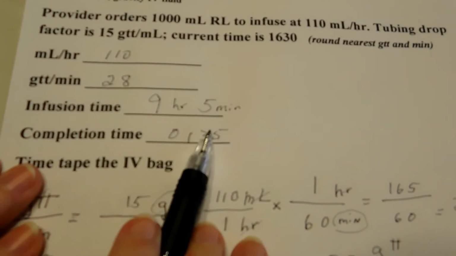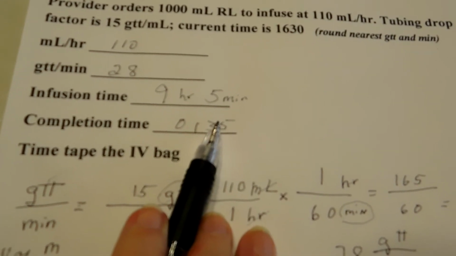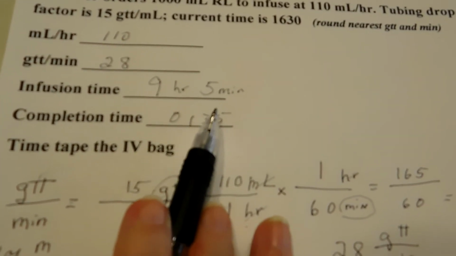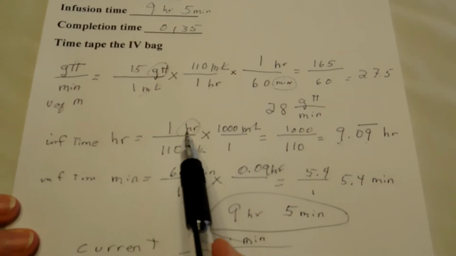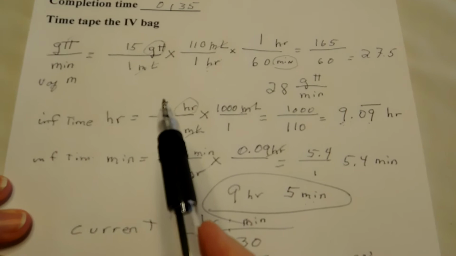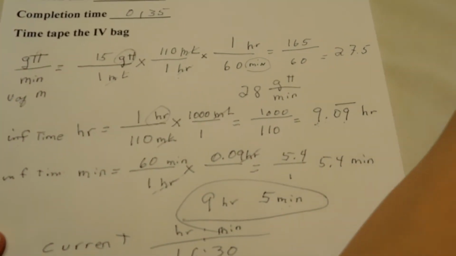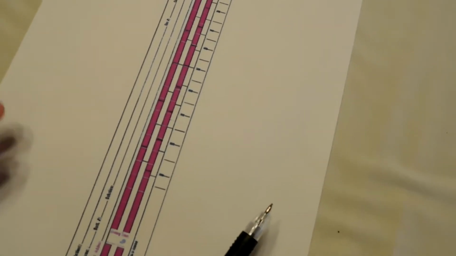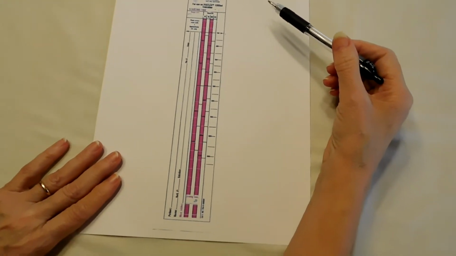So now we have to think about time taping, the process of time taping an IV. Yes, you sure can use a piece of tape and write the information on it. You also can use something like this, a pre-prepared time tape apparatus like this.